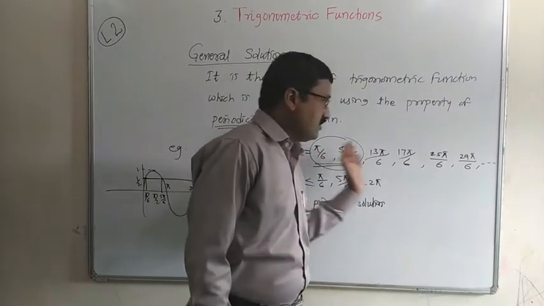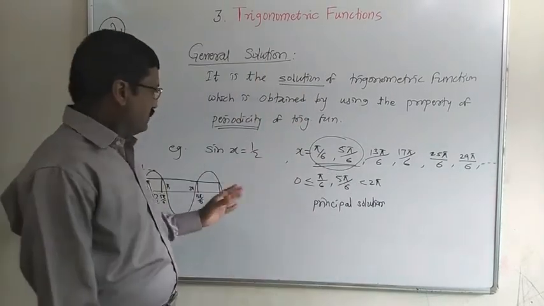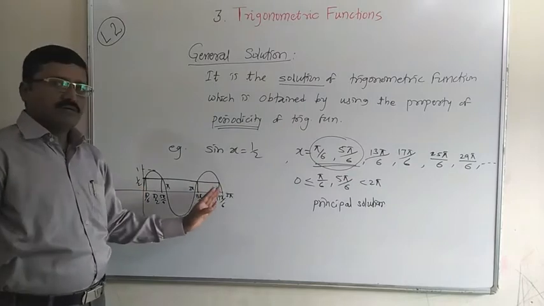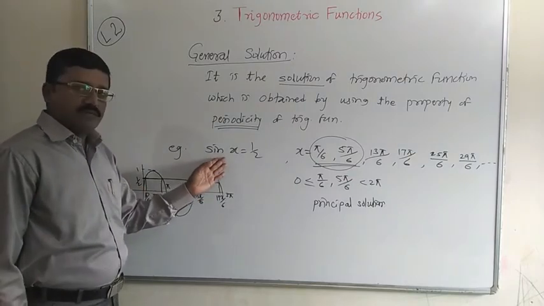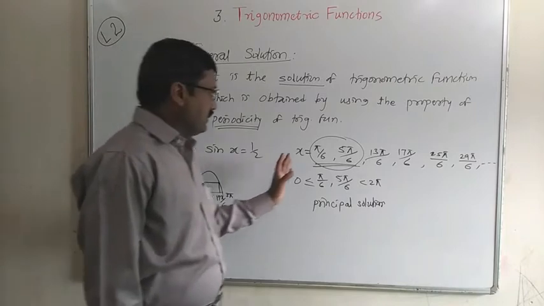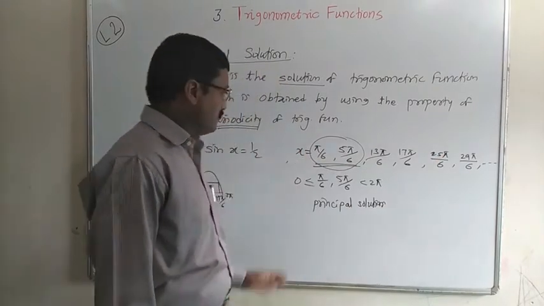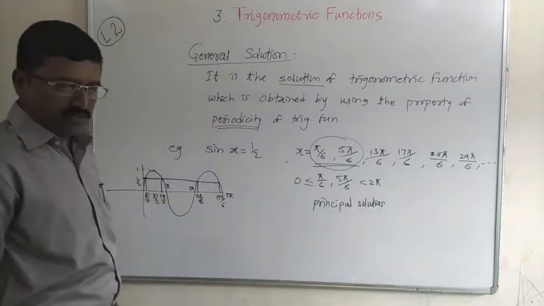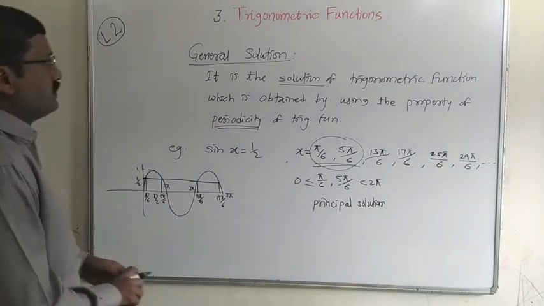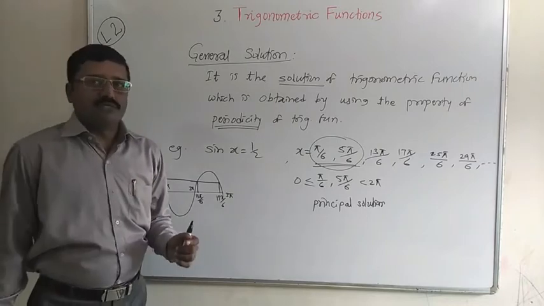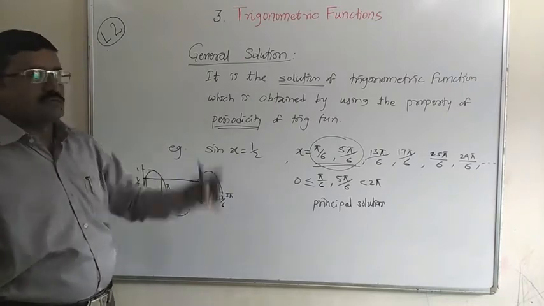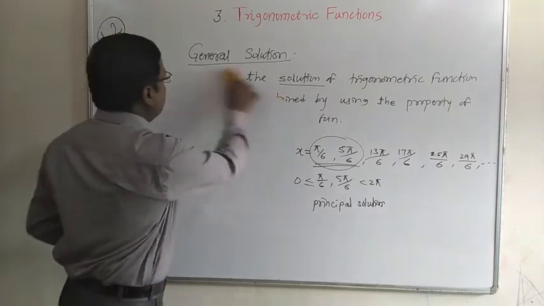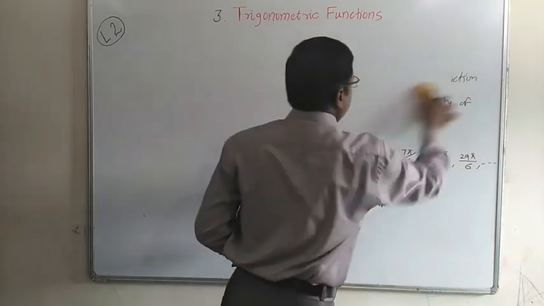So we have to find all these solutions, and all these solutions are periodic, because sin x is periodic. That is why we will write all these general solutions in a single formula, and that will be our general solution. Let us see the important results which we need to find the general solution of any trigonometric function.